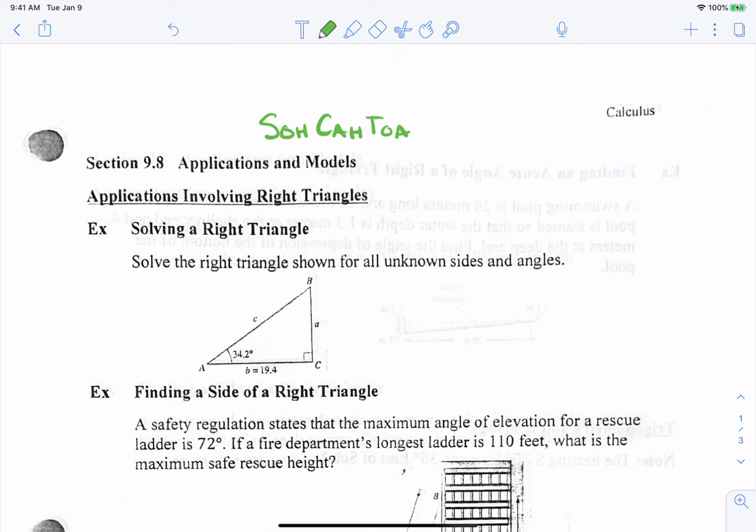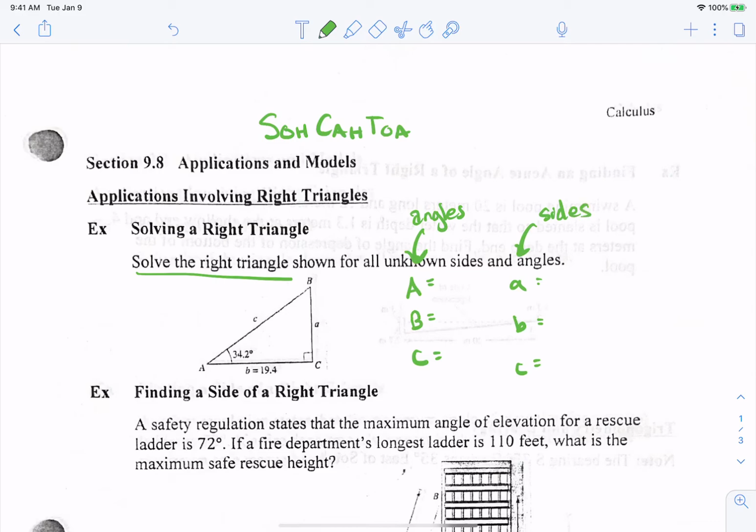You need this for this lesson. Applications and models: solving right triangles. Example: solve the right triangle. When it says that, you are finding everything that you do not already know. So you need a capital A, a capital B, a capital C, a lowercase a, a lowercase b, and a lowercase c. What's the difference between capital letters and lowercase letters? Capital is degrees, the angles. The lowercase ones are the sides.